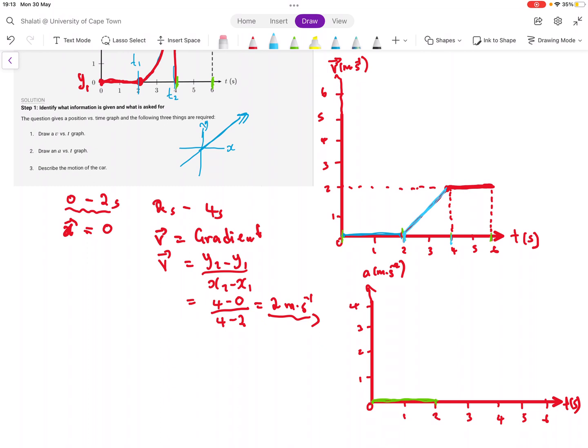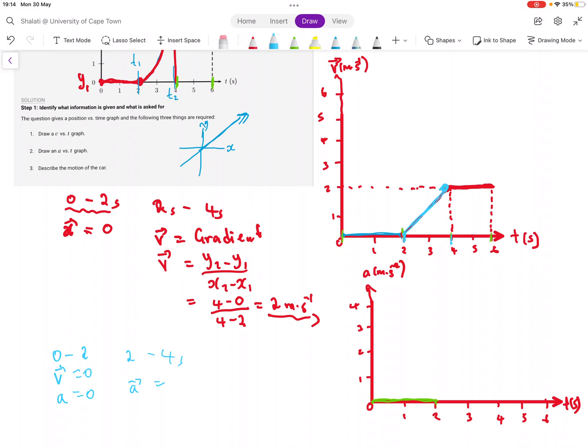I just explained to you what it means when something is changing constantly. It means you're going to have a horizontal line because your gradient must be 0. Okay, so where must the horizontal line be? You must just calculate your acceleration at that point. So we already said from 0 seconds to 2 seconds, since velocity is 0, acceleration is also 0. Then from 2 seconds to 4 seconds, now let's calculate the gradient. So for acceleration, same thing that you did for velocity, you're going to calculate the gradient.